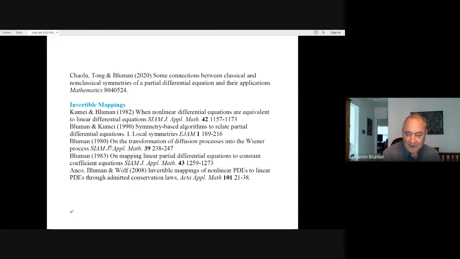Okay. And then in a paper in 2008, we show how you can get those invertible mappings of nonlinear PDEs to linear PDEs through the admitted conservation laws themselves. You get the same results. And sometimes one approach, the conservation law approach, may be simpler to implement than the symmetry approach. So it's important to have two different points of view.